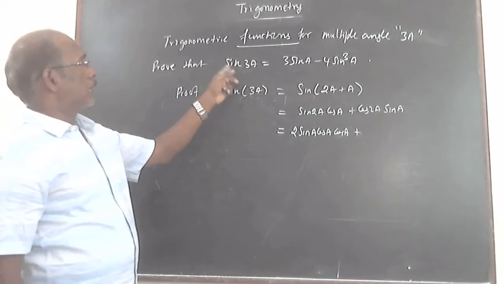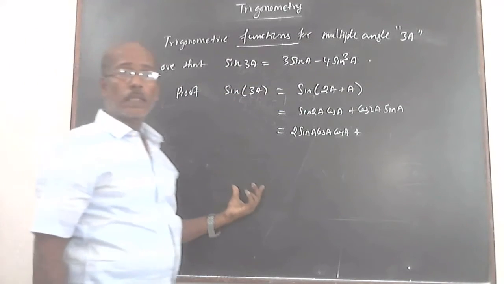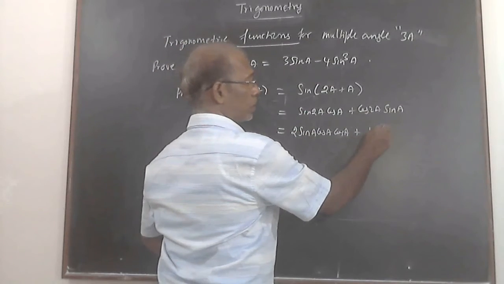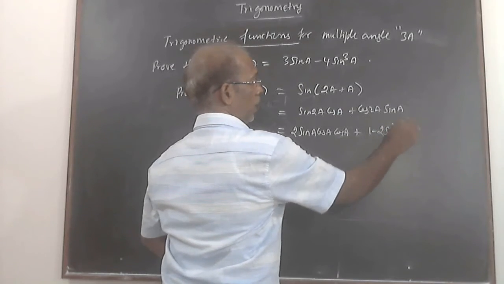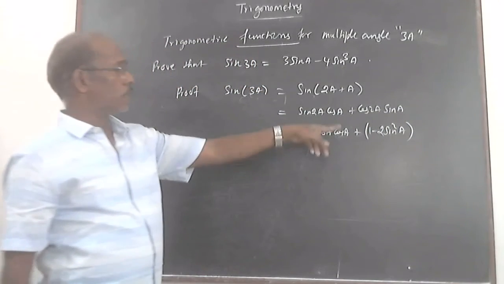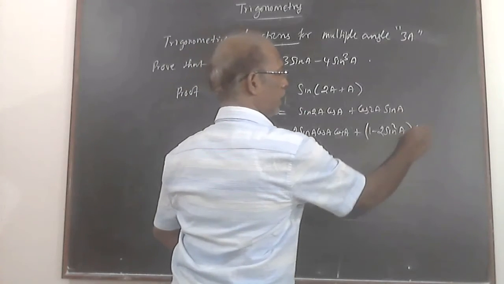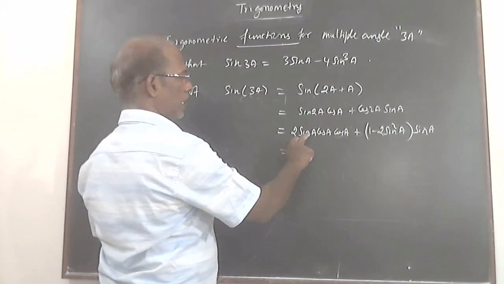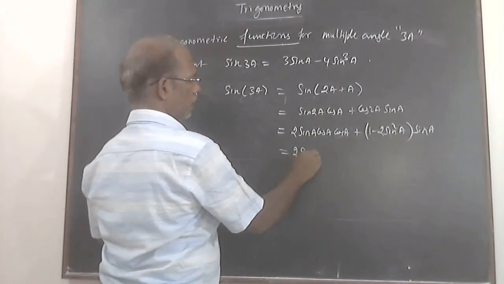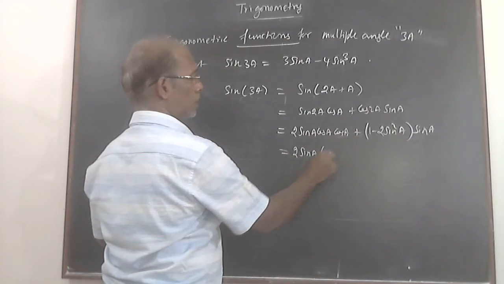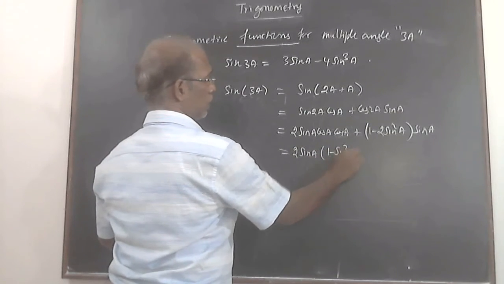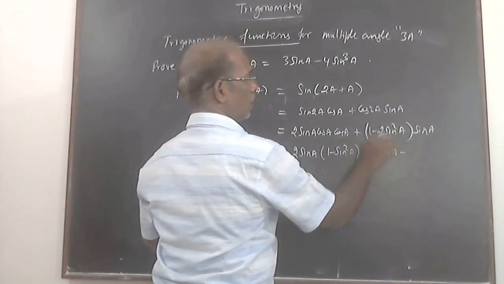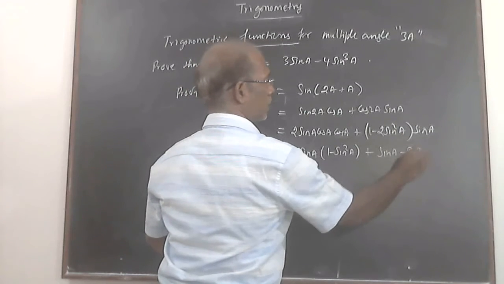We need sine 3A in terms of sine, so we can convert cos 2A in terms of sine A as 1 minus 2 sine square A. This cos 2A is 1 minus 2 sine square A, into sine A, correct? Now, sine A is 2 sine A, instead of cos into cos, cos square A is 1 minus sine square A, plus 1 into sine A, minus 2 sine square A into sine A, that is sine cube A.